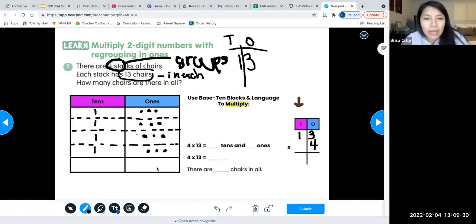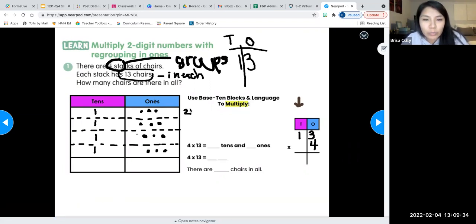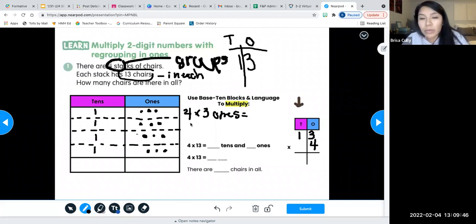All right, in my 1's column, I have 4 groups times how many 1's in each group will equal how many in all. How many 1's are there in all? And if we're still trying to master 4 times 3, we can use our picture to help us.